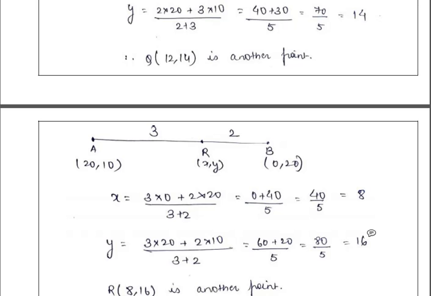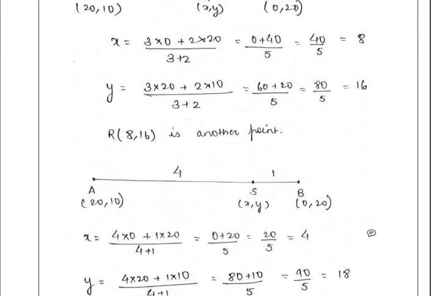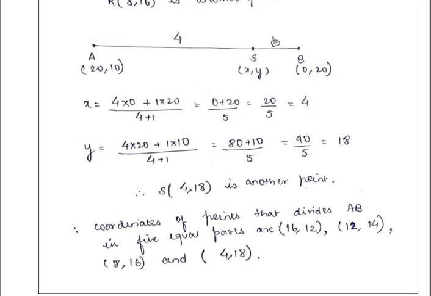R निकल गया. Now we are finding the last part which is S, and when we find S, it is 1 part on the left side and 4 parts on the right side. We again use the section formula, get the values as 4 and 18. So the 4 points which are dividing my line in 5 equal parts are given here at the bottom.